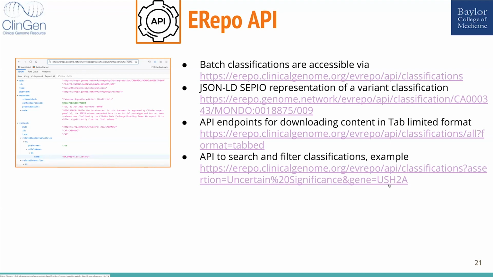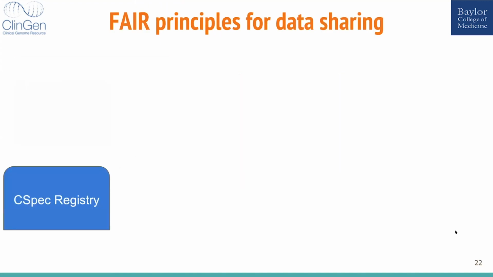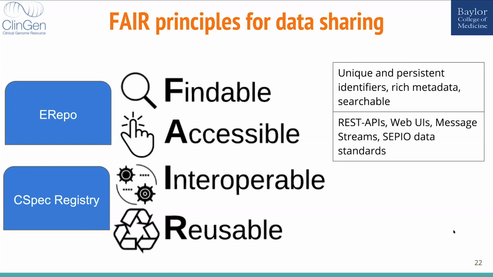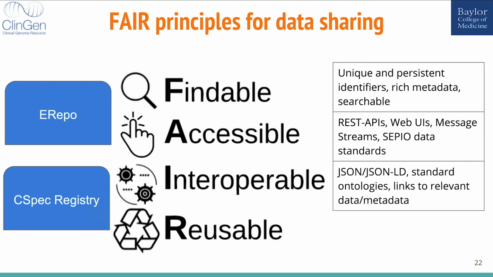So the point that I'm trying to make here is we have a rich array of APIs. It's not possible to show each and every one of them, but we have documentation of all of these, and the ClinGen website uses a good majority of them for linking out to E-Repo from the stats page and so on. So moving on, talking about API services and UI design, we follow FAIR principles of data sharing: findable, accessible, interoperable and reusable.